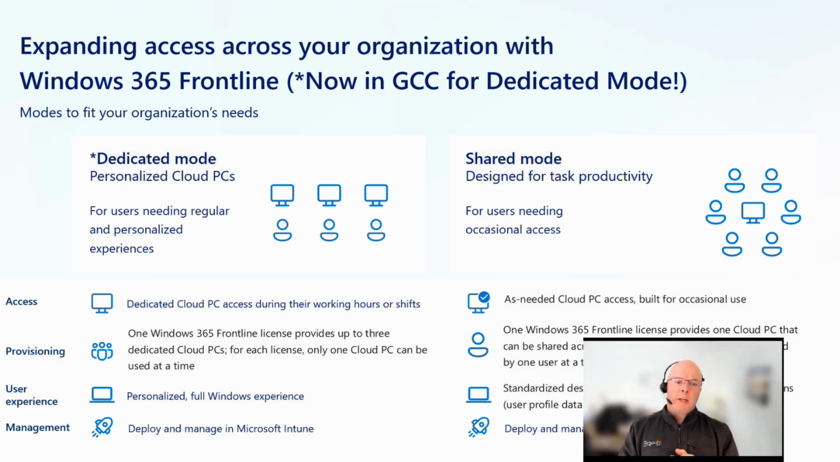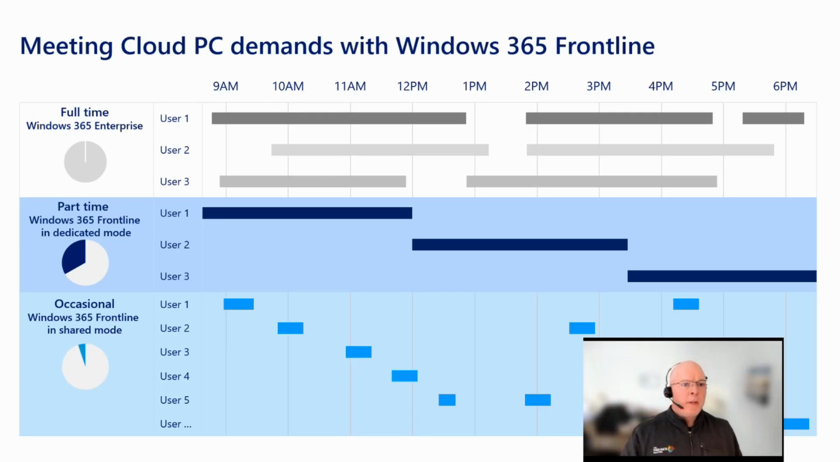In shared mode, the biggest difference is it's built for occasional use, and the desktop experience resets every time it shuts down. ABD does that as well, by the way. So here's just a graphic that talks about 3 different shifts and how you could use this across different times. When I think of GCC, I think of different shifts maybe for a police force, right, for a second and third shift, or anything else out there, and how you could possibly use this.